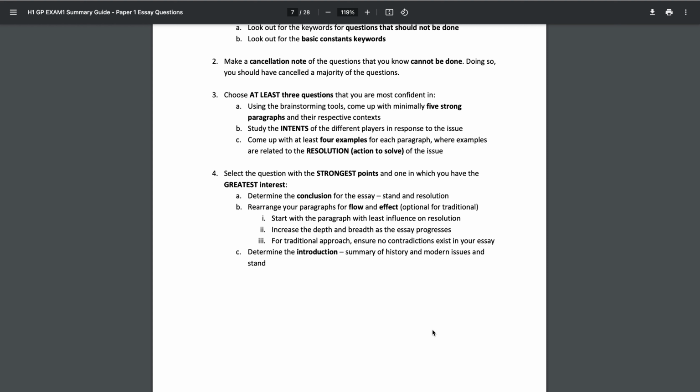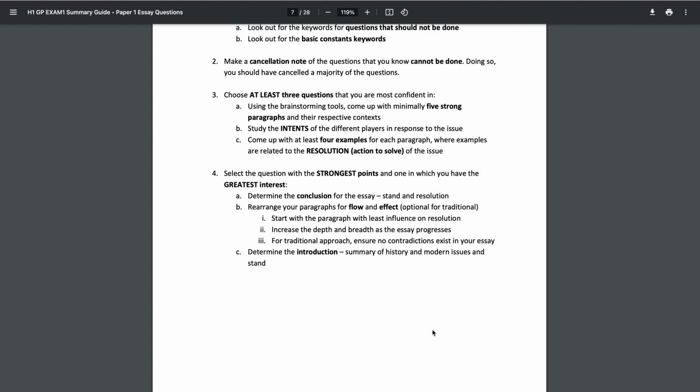You need to increase the breadth. If all your paragraphs are at the same level, which means all looking at surface level, it's not a very interesting essay. So start with the least impactful one, end off with the most impactful one. Usually your meta point, or something that is very, very large scale, very, very impactful in nature.